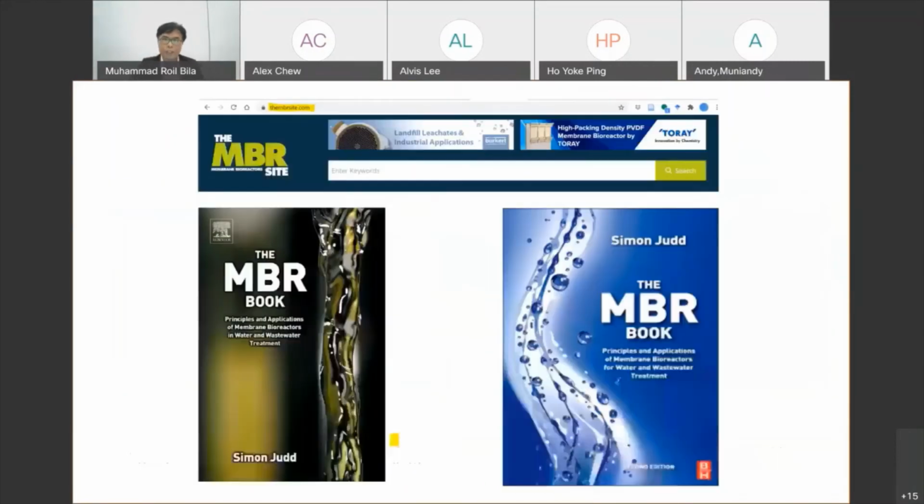Can you imagine? Okay, so I'll recommend these two books by Simon Judd. And if you want to look into detail about MBR, you can visit the website. I advertise this because he is my good friend, Simon Judd. In fact, we asked a few questions recently and they were very, very happy to answer. The first book focuses on the fundamentals. In the second one, you'll find a lot of case studies on industrial wastewater. For more updates, you can go to the website.